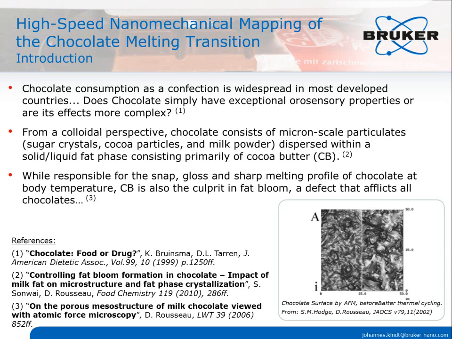On the right we see data from a 2002 AFM study of chocolate bloom after thermal cycling by Hodge and Rousseau. When cycled thermally, more continuous phase material of cocoa butter is found on the surface and is available for fat crystallization, the infamous bloom.